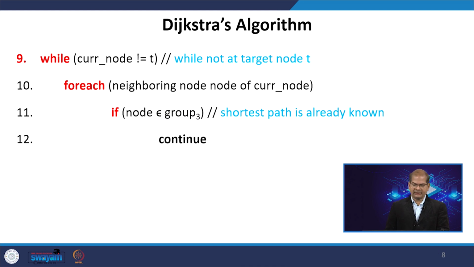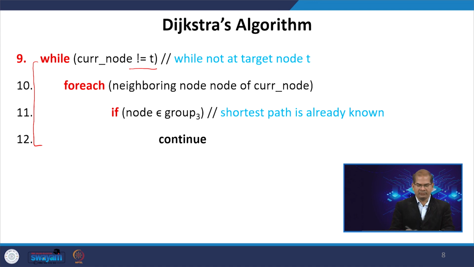Now, we will repeat this for the current node till I reach the target node. This while loop will run till I reach the target node. Until I have reached the target node, the loop will continue.